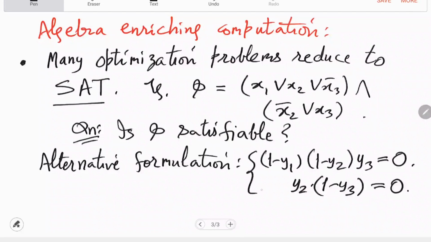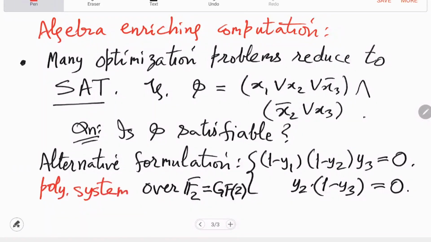This is a system of two polynomials, three variables, and what is the field? Yes, this is over a finite field, F2. We will write it in this way, though in math text it is also written as GF2. GF is Galois field, but in computer science usually we just say F subscript 2. So this is a polynomial system. That's the alternate formulation of SAT, right.